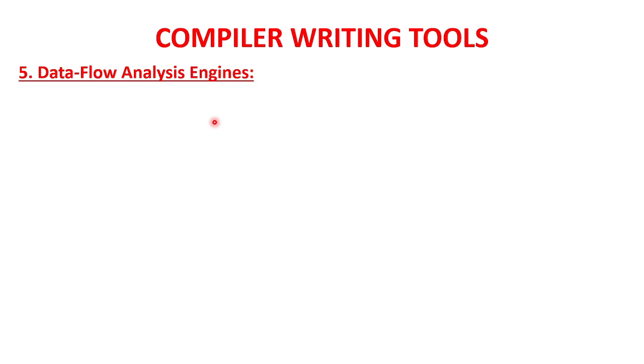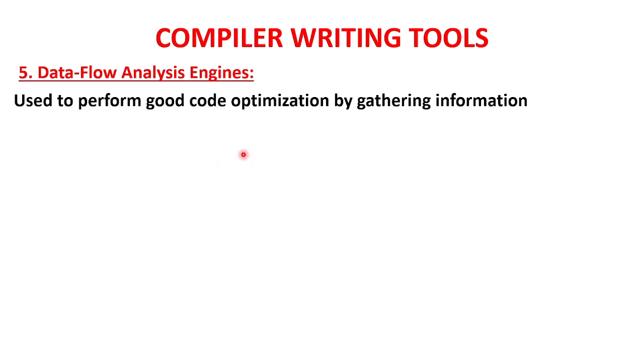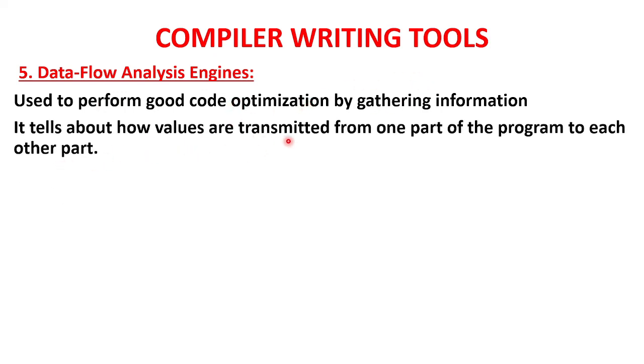Then we have the data flow analysis engine. It is used to perform good code optimization by gathering information. Now this particular tool, data flow analysis, is used for code optimization, which is an optional phase inside the compiler. Okay, it is phase number 5, which is optional after intermediate code generation. If you want to develop a good compiler which is efficient and well performing, then you can use the code optimization phase because it will optimize your code. So you can do this good code optimization automatically by using this data flow analysis engine. First, you need to gather the data. So it tells about how values are transmitted from one part of the program to other parts. So it generates optimized code for your compiler.